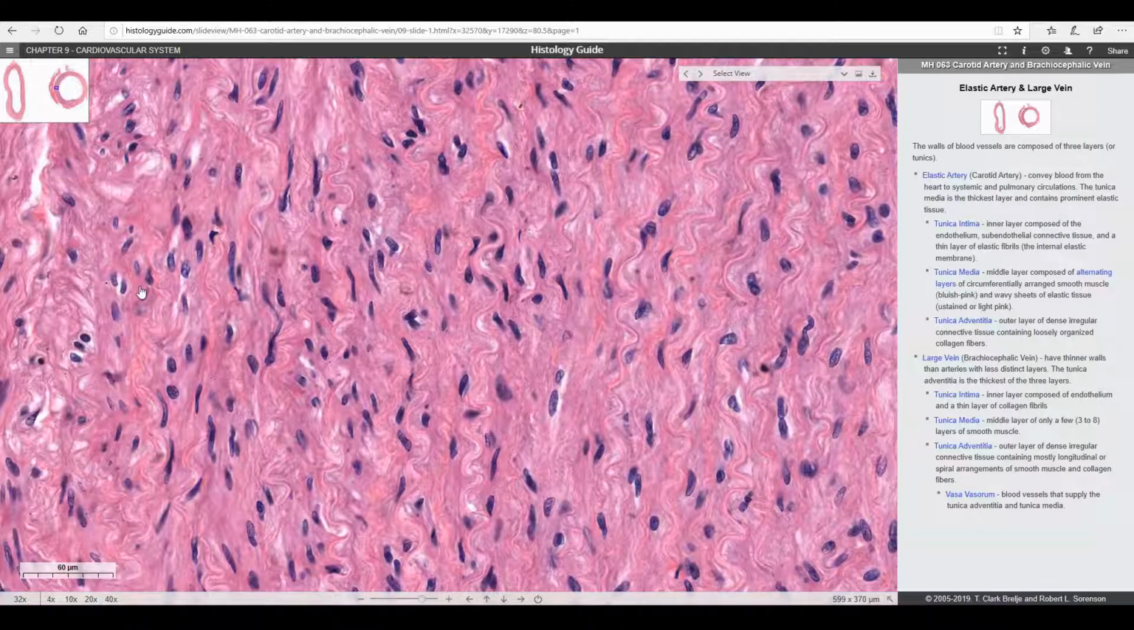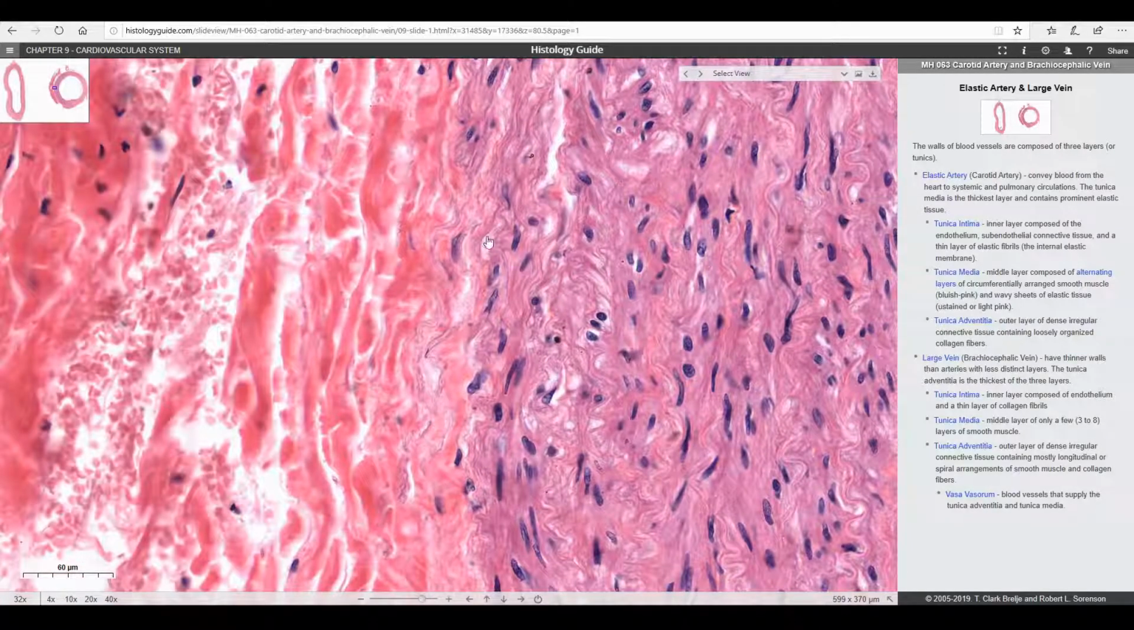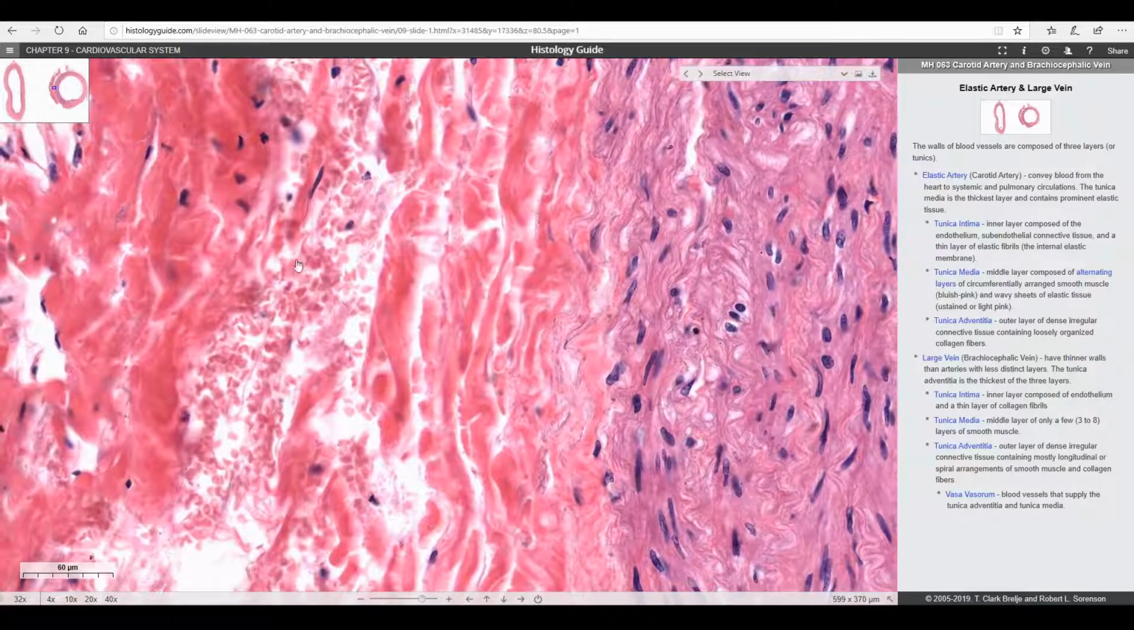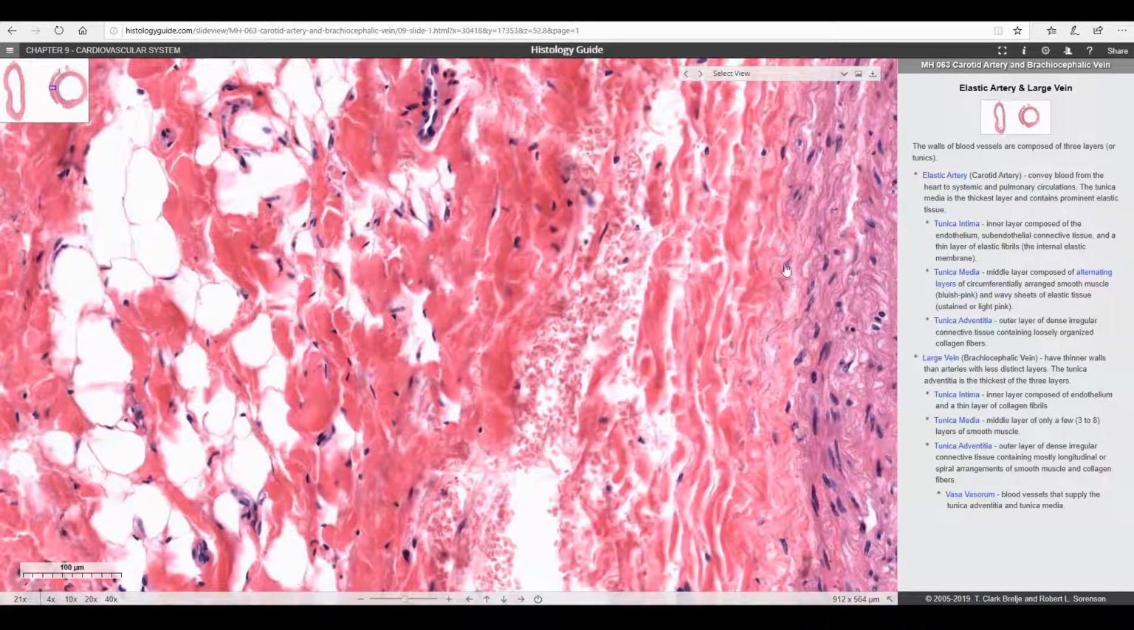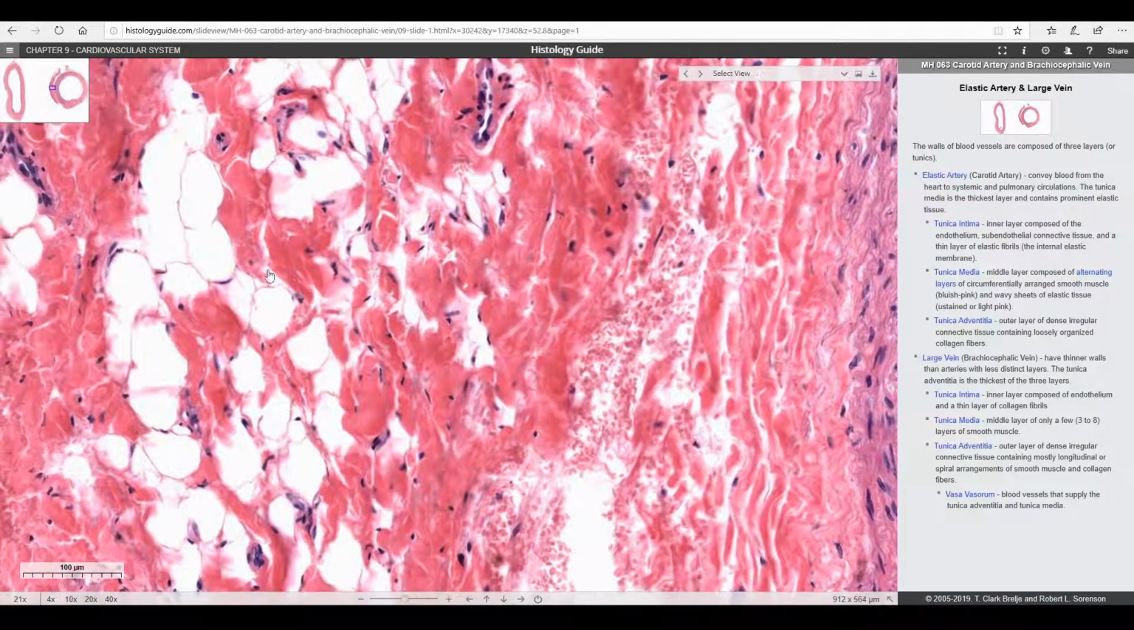Now, if we move further on, this is the border between the tunica media and the tunica adventitia. The tunica adventitia, as you can see, is filled with connective tissue, many interspersed fibroblasts, and we can also see the nice and clear adipocytes right here.